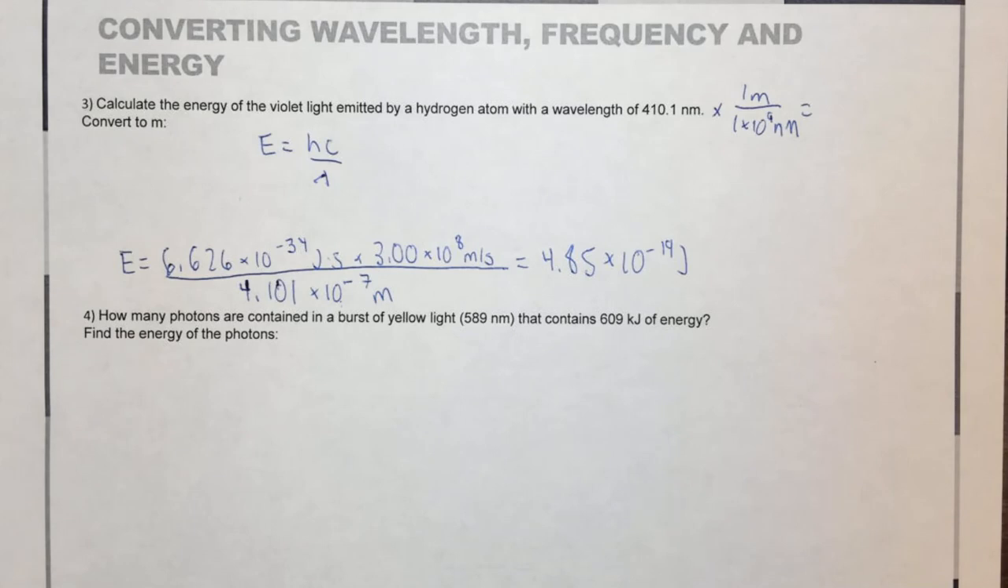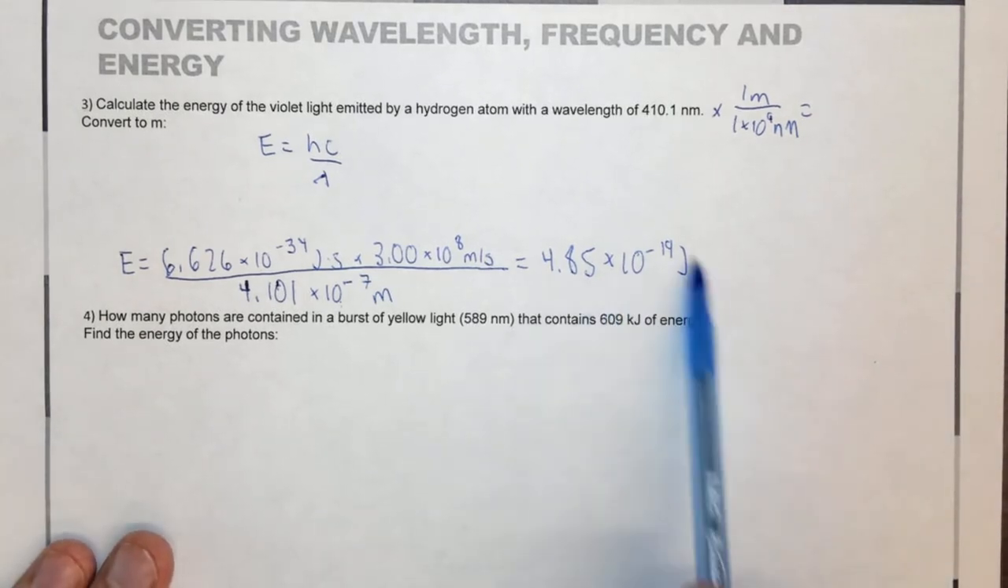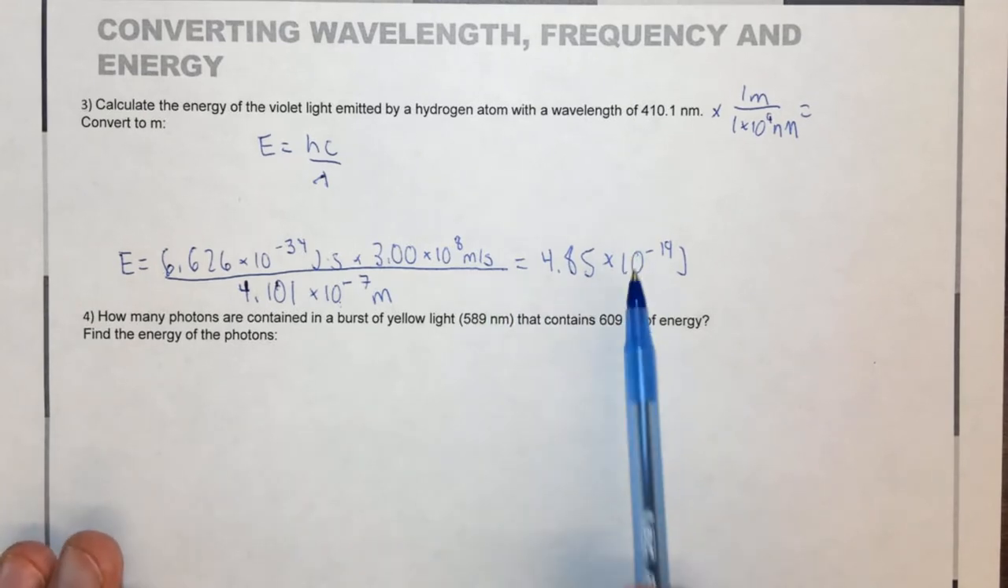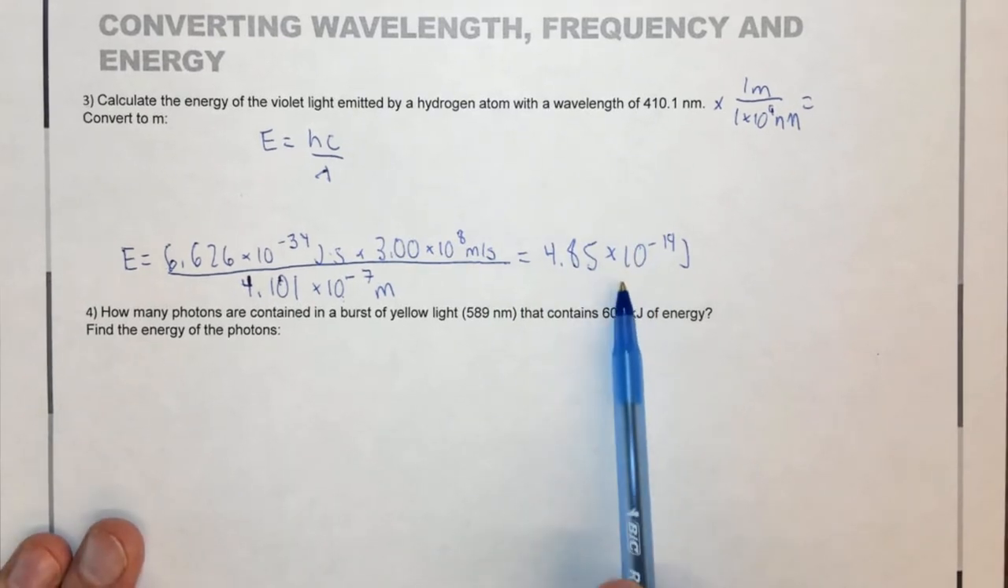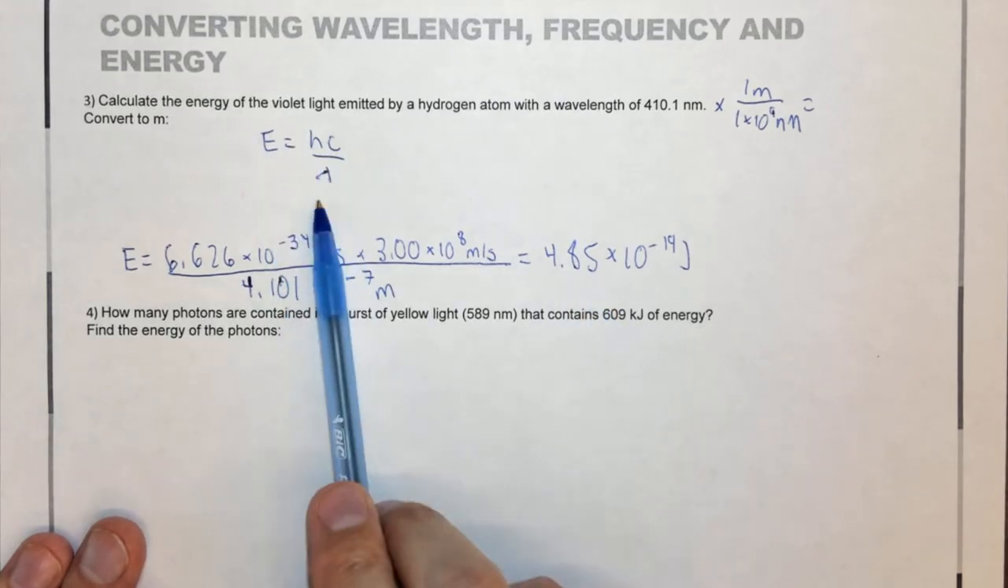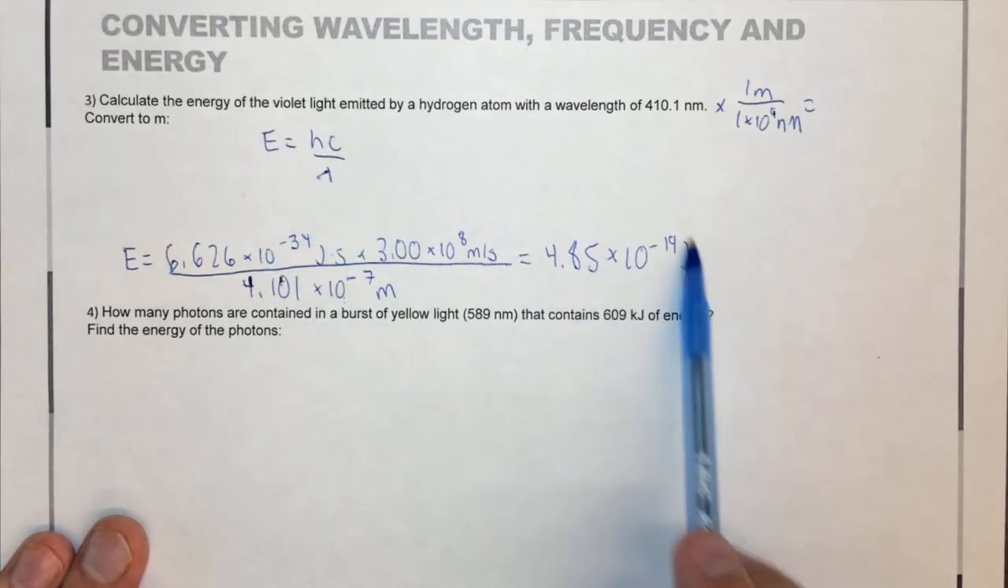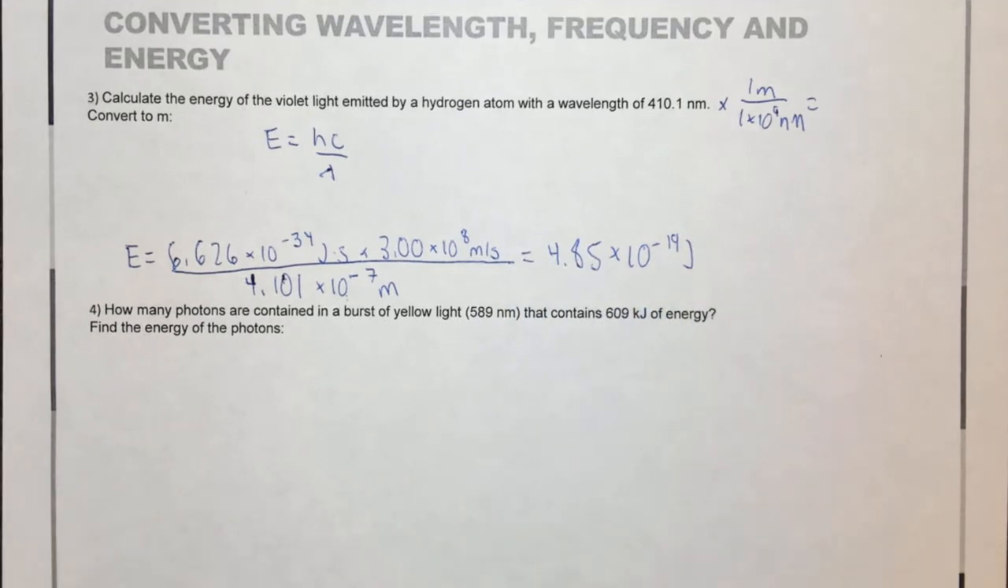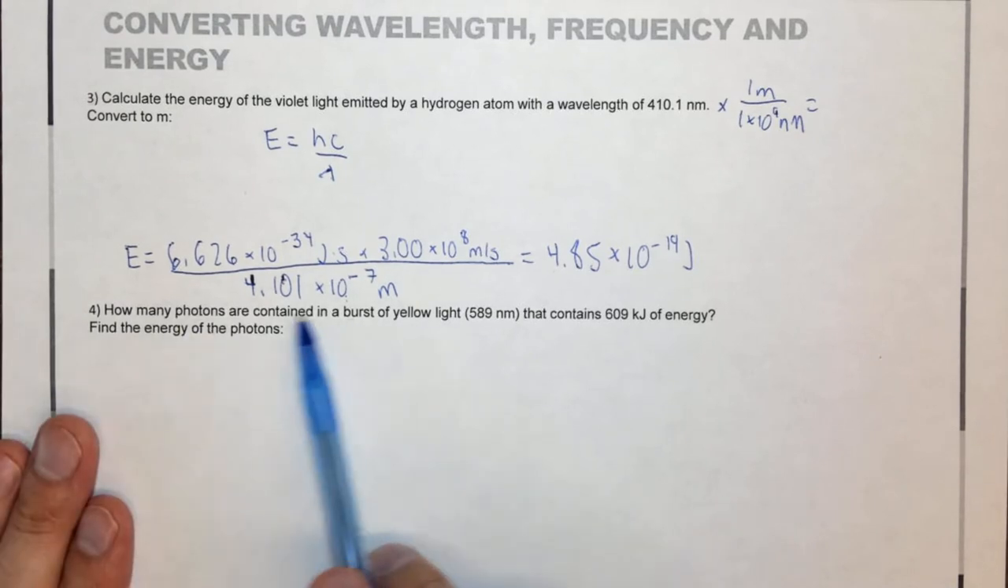Now, if you think about the fact that the Earth gets most of its energy from light coming from the sun, well, how is that possible? Because light has almost no energy. And the reason that's possible is because we have lots of photons of energy. So when we do E equals hc over lambda and we find the energy, we're finding the energy of a single photon.